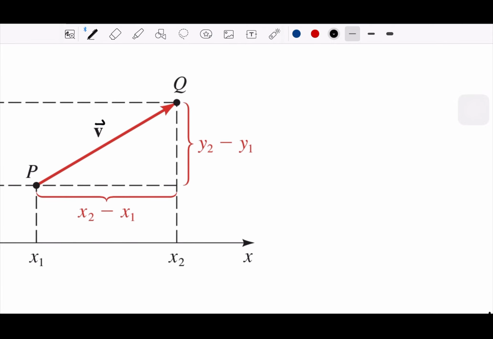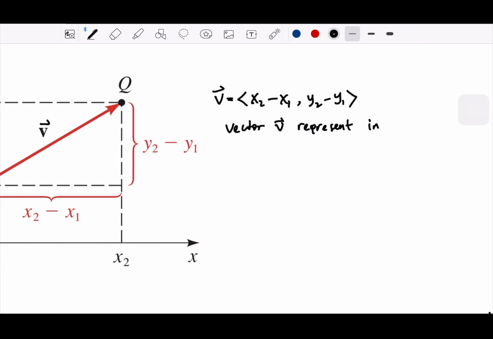So vector v is the component x and component y. So vector v is represented in the plane with initial point P.